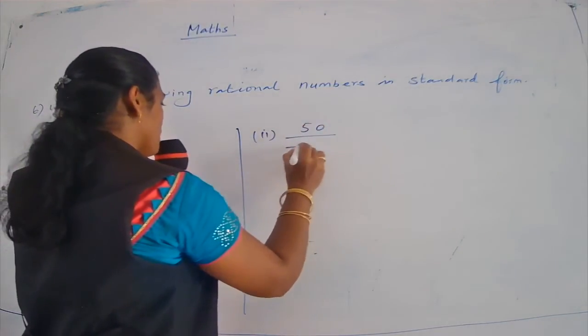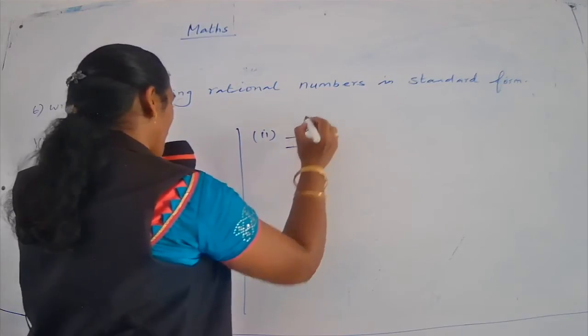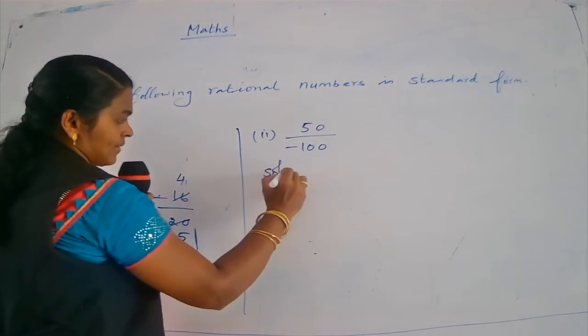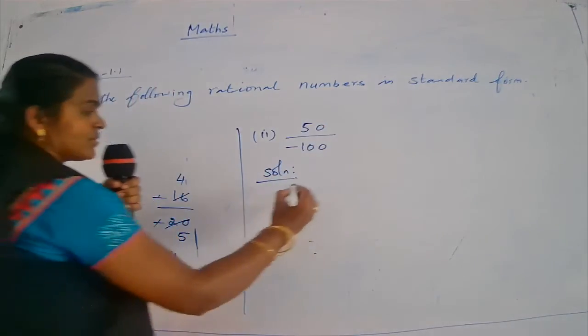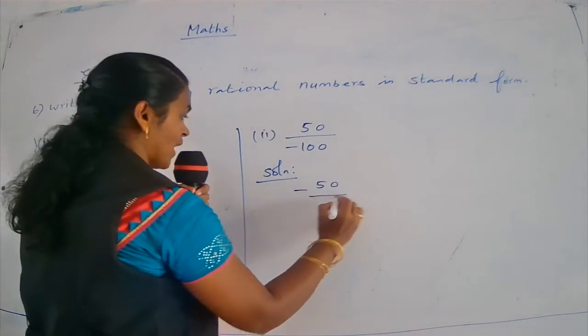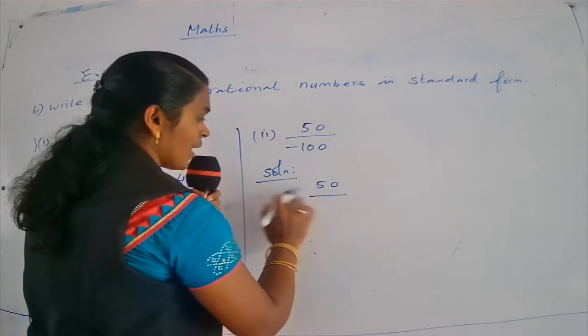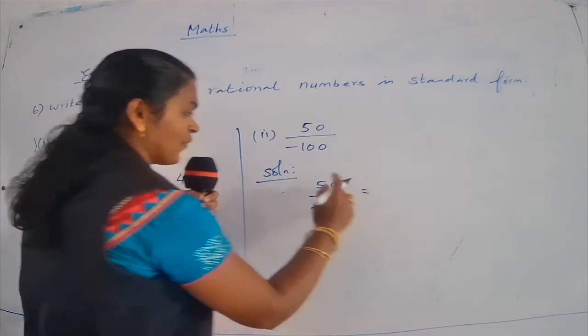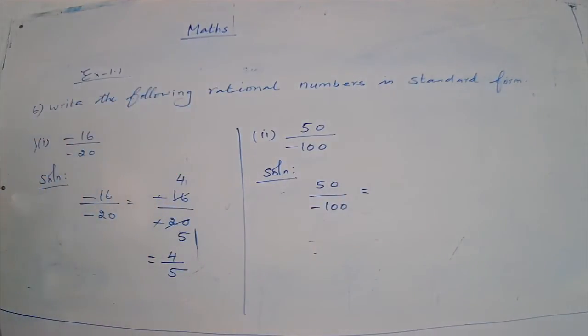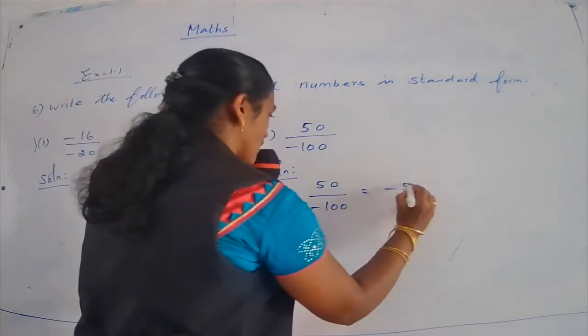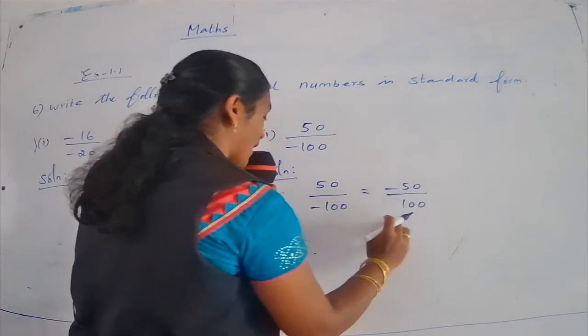50 upon minus 100. Okay. Now you take the question minus 50 upon minus 100. 50 upon minus 100 can be written as minus 50 by 100. Why?